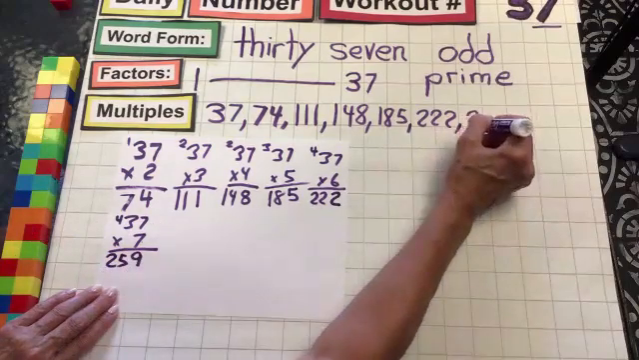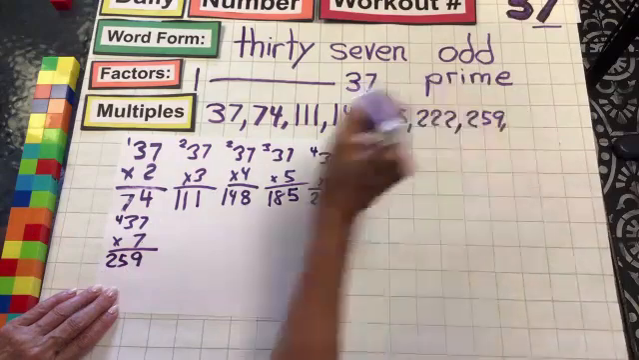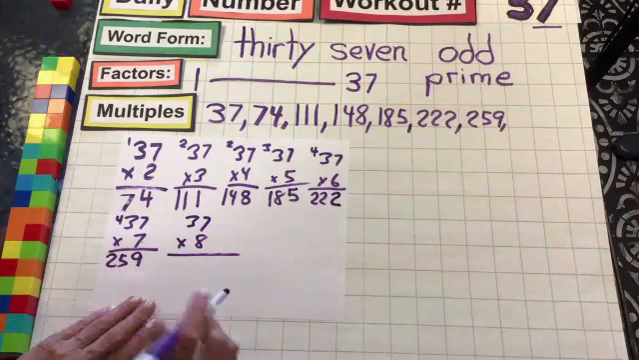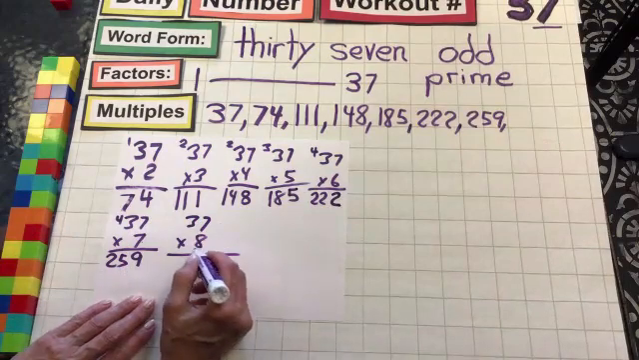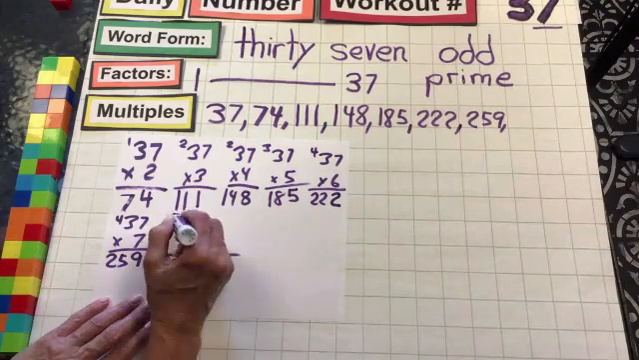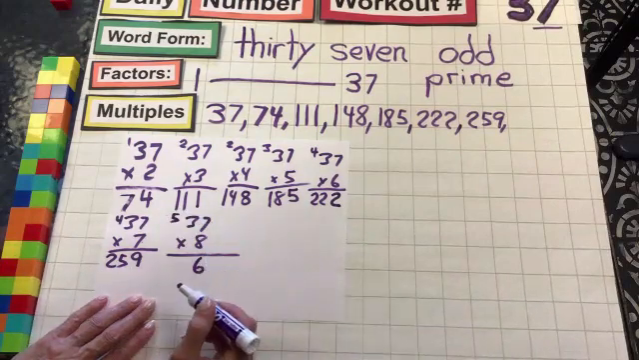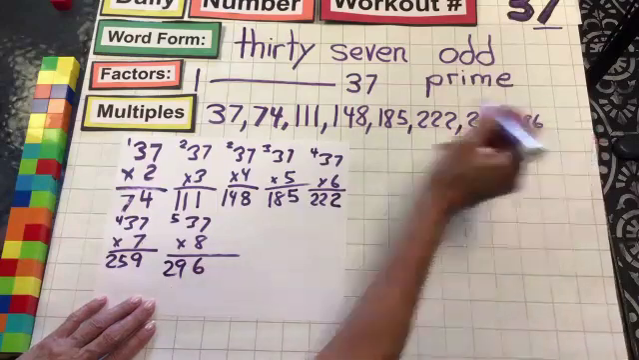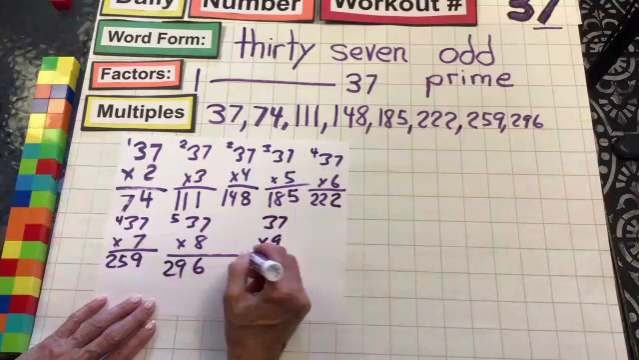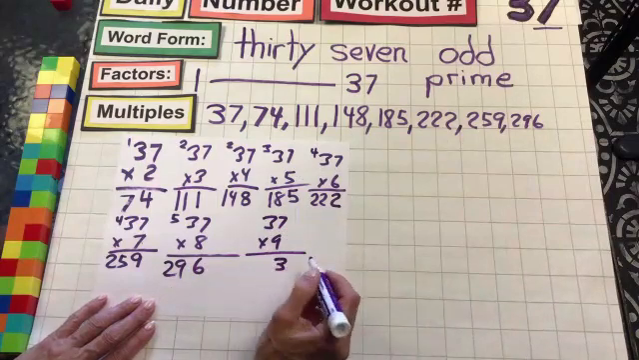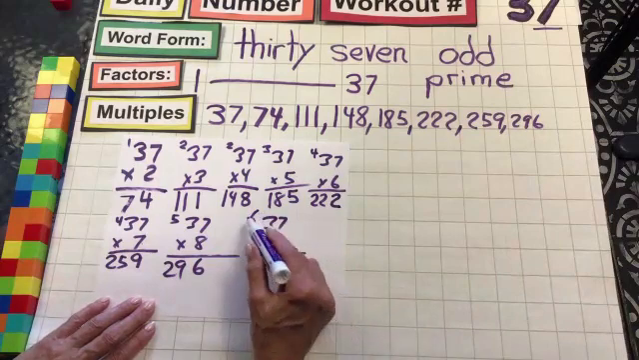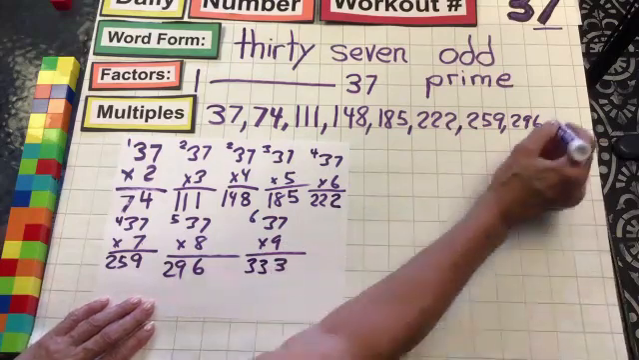So we have 259. Then we have 37 times 8. 8 times 7 is 56. Drop the 6, carry the 5. 8 times 3 is 24 plus 5 is 29. 37 times 9. 9 times 7 is 63. Drop the 3, carry the 6. 9 times 3 is 27 plus 6 is 33. Oh, look at that.